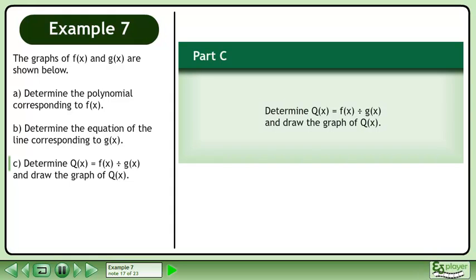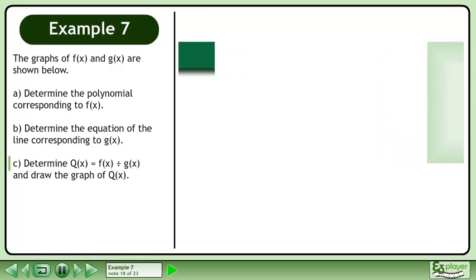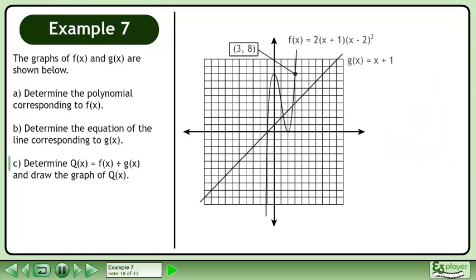In part C, determine q(x) = f(x) divided by g(x) and draw the graph of q(x). Let's bring back the graph along with the equations for f(x) and g(x) that we found in parts A and B. We want to find the quotient of f(x) and g(x).